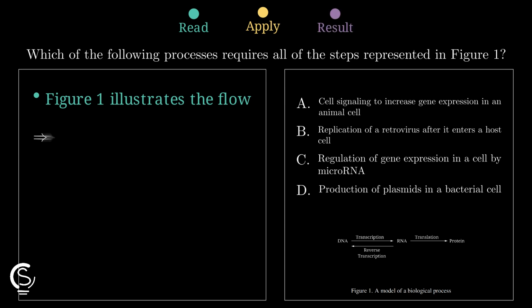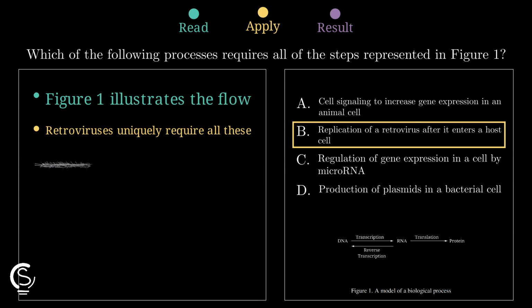So option B wins, because retroviruses uniquely require the entire sequence, whereas standard signaling, microRNA regulation, and plasmid production do not need every step.